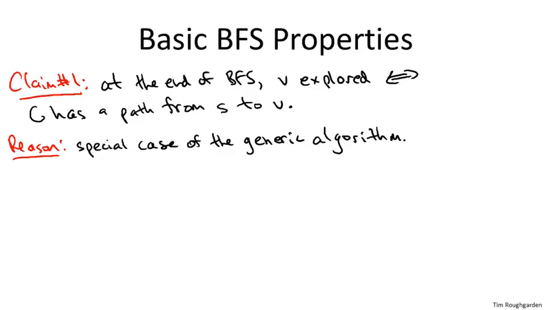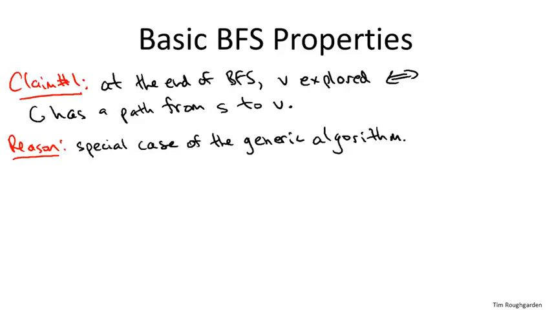So the forward direction of this claim is clear. If something's marked as explored, it's only because you found a sequence of edges that led you there. So the only way you mark something as explored is if there's a path from S to V. Conversely, to prove that anything with a path from S to V will be found, you can proceed by contradiction.